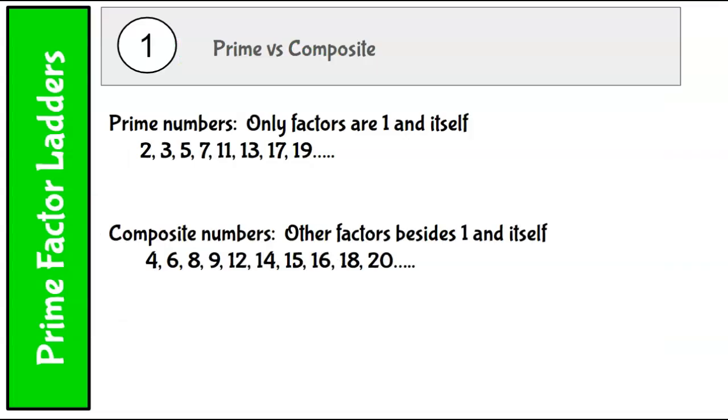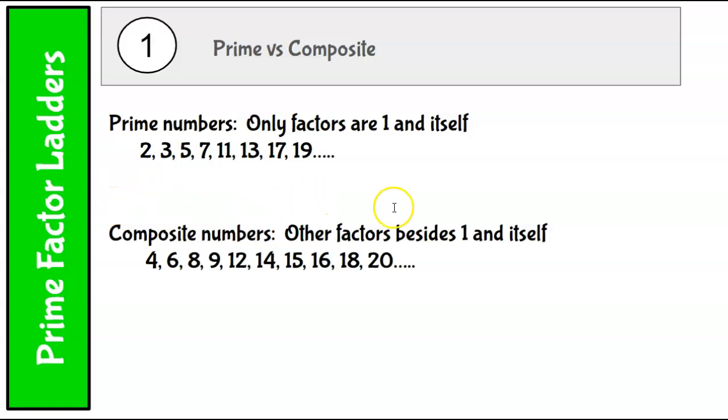Let's talk about the difference between prime numbers and composite numbers. Prime numbers only have factors of 1 and itself. So for example, 7 only has the factors 1 and 7. 1 and 7 are the only numbers that divide into 7.